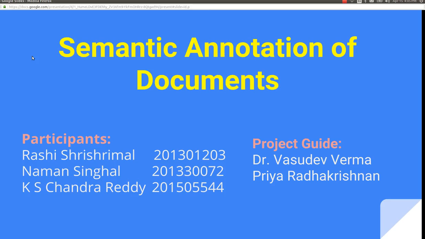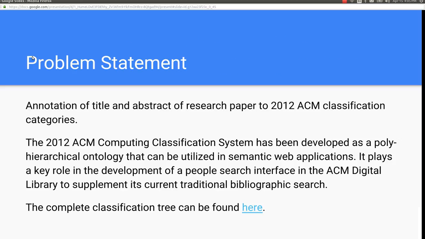So our topic is semantic annotation of documents. This project was done under the information retrieval course at IIIT Hyderabad. The problem statement is, given the title and abstract of a research paper, we have to find the ACM classification category it falls into.